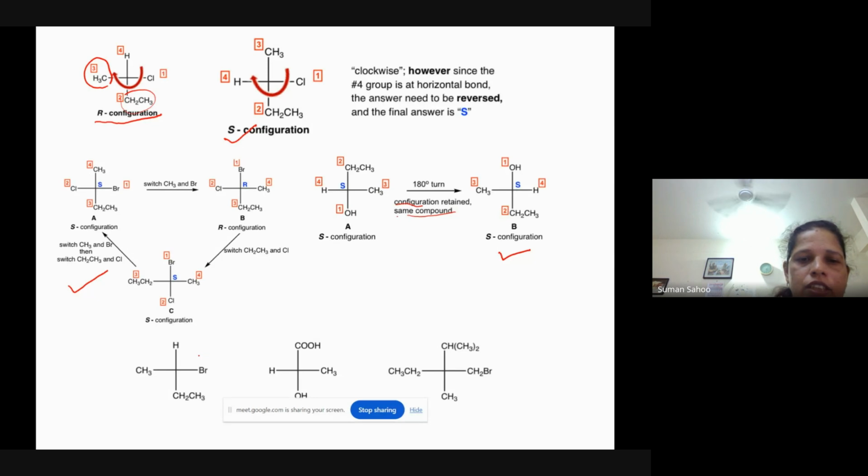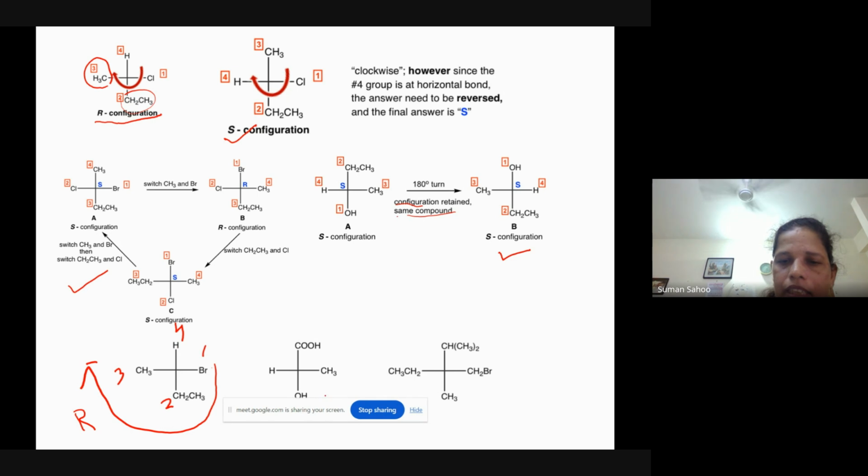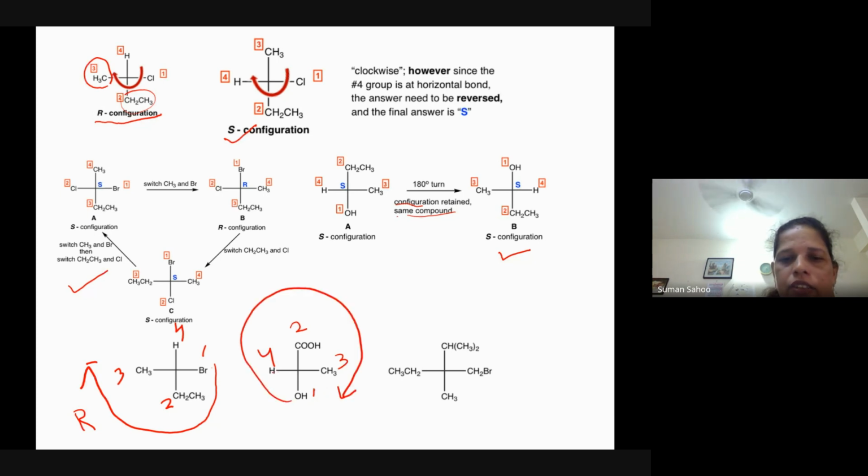As you see, this one is the first priority, this one would be second, this one third, and this one fourth. The fourth is already in the vertical line, so it is a clockwise direction, so that would be R. But in this case, this one is the first priority group, this one is second, this one is third, and this one is fourth. Here if you see it is going clockwise, but your hydrogen is in the horizontal position, so it should be R, but you have to reverse it, so this would be S.